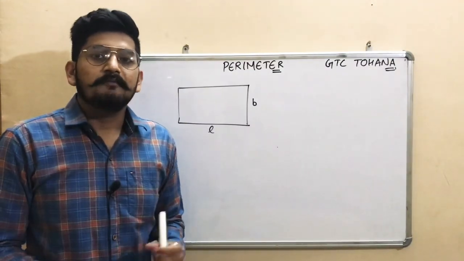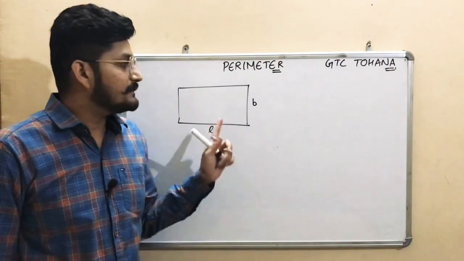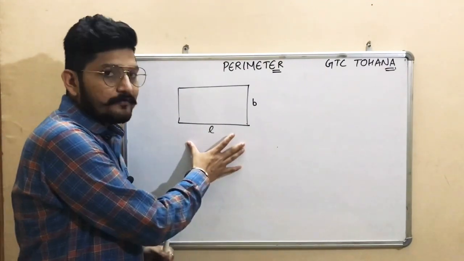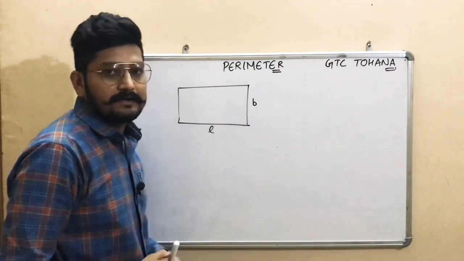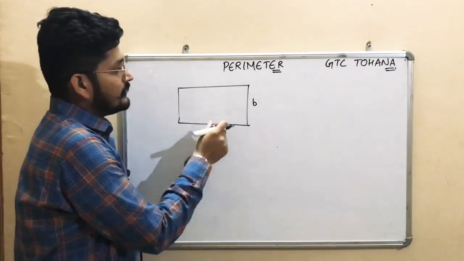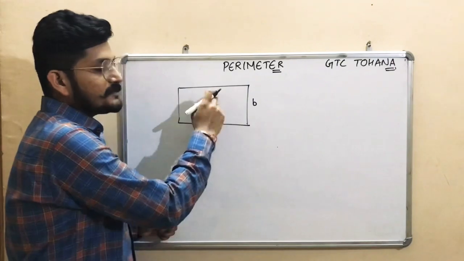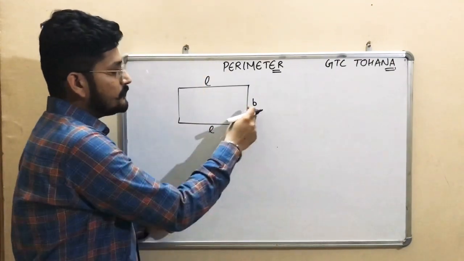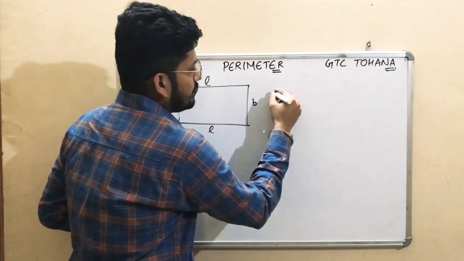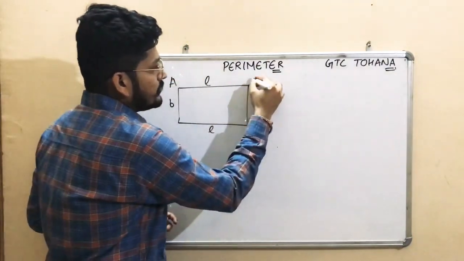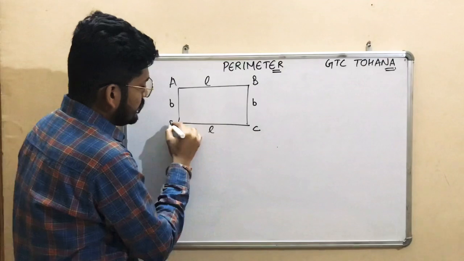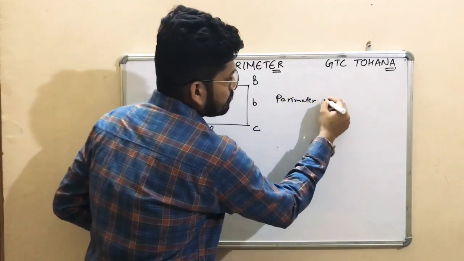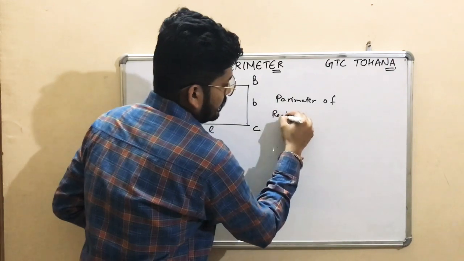Right? Now our second figure is rectangle. This is a rectangle. Now we know this is the length of a rectangle and this is the breadth of a rectangle. We know opposite sides of a rectangle are equal. This is L, then this is L. This is B, this is also B. Then perimeter of rectangle, let us suppose this is A, this is B, this is C, this is D. Now perimeter of rectangle.